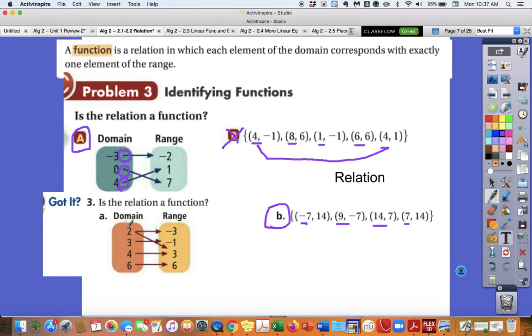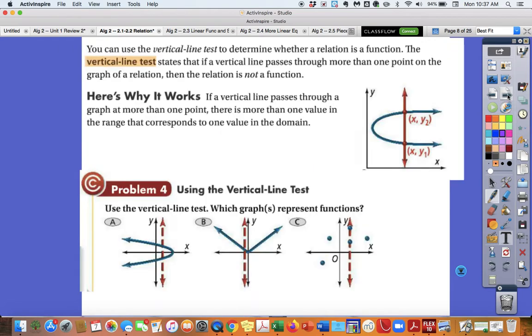A contrast to that is down here. 6 is good, 4 is good, 3 is good, but 2 has 2 arrows originating from it, which means we would have 2, -3, and we would also have 2, +3. So this fails. It is not a function. It is a relation. Okay.